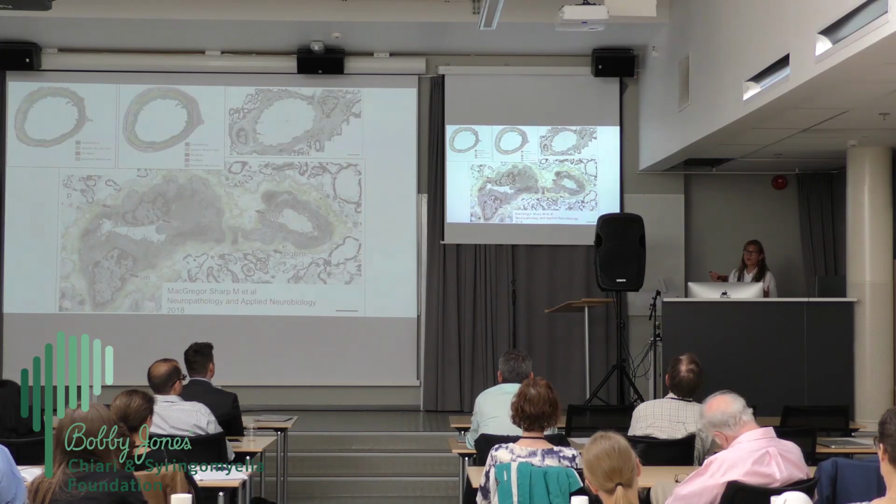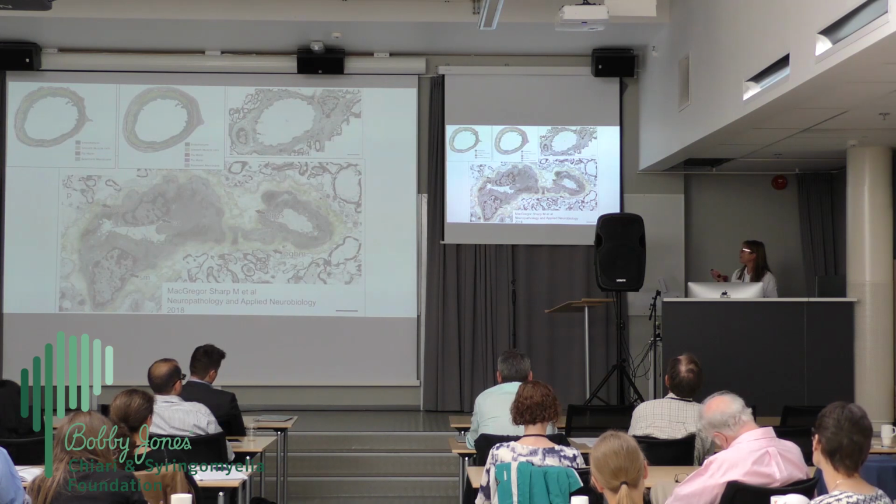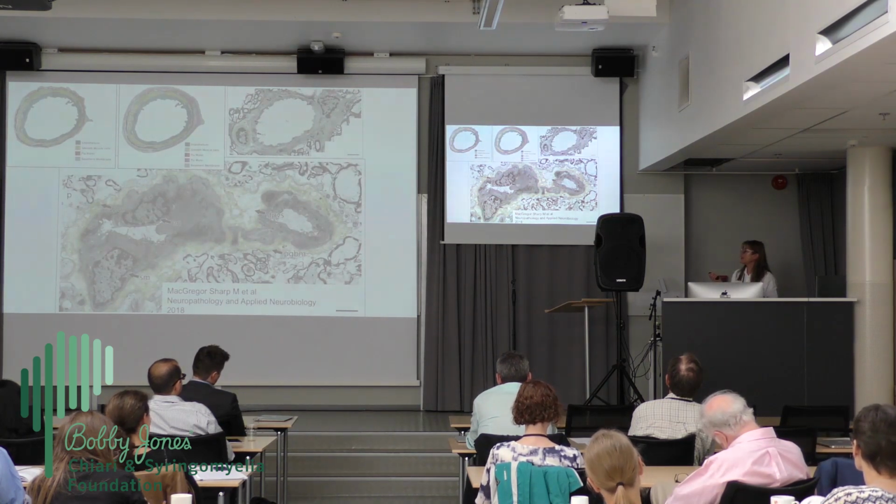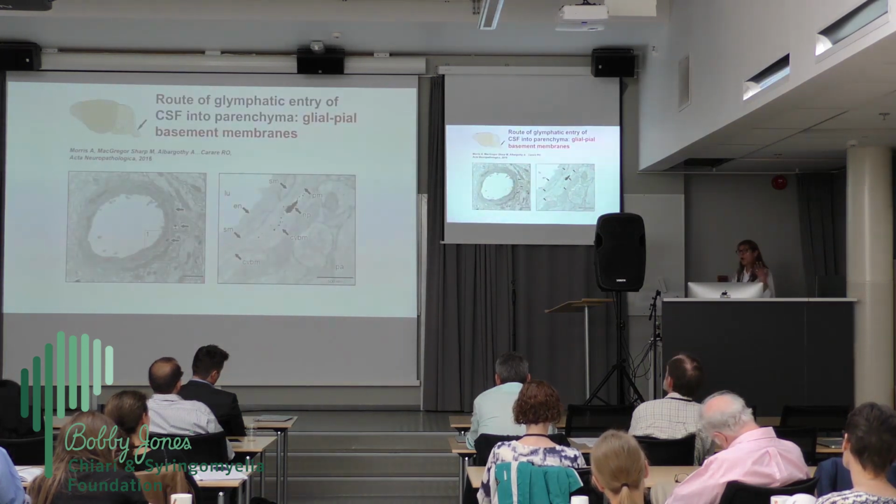Now, why there are 2 layers of leptomeninges in the white matter and only 1 in the grey matter, we don't know, but these 2 layers are completely destroyed in the white matter abnormality, so they allow the infiltration of fluid. So now I'm coming to the glymphatic.